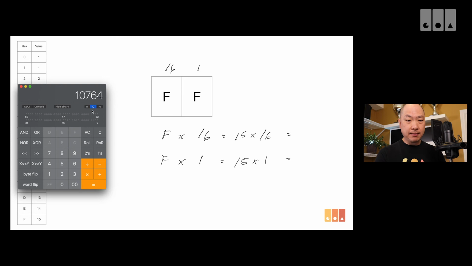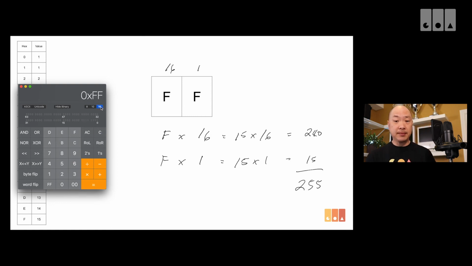Okay, what's that? Let's calculate. Let's go back to base 10. So 15 times 16 equals 240 plus 15 times 1 is 15. We add that up, that comes up to 255. Okay, let's do a check here. Oh, sorry. We said 255. 255, base 16 is FF. Okay, this is a special number, which we will talk about in the next little bit.